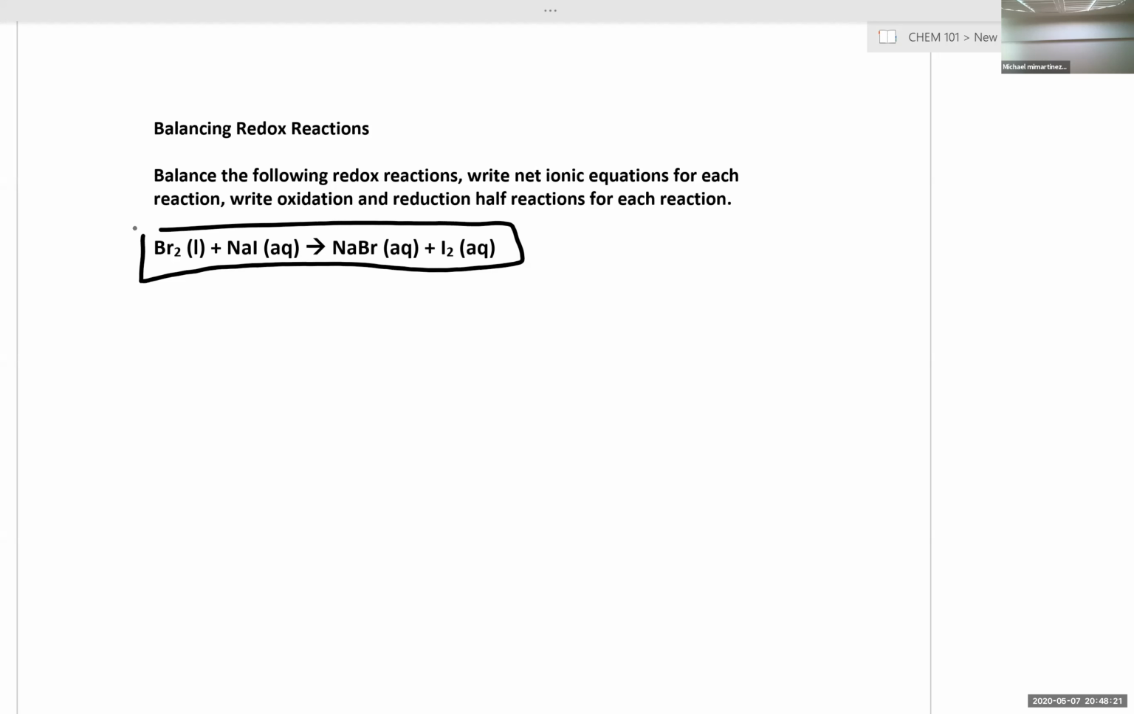And don't be shy to message me in the chat your proposed balanced equation, the number of electrons gained or lost. Whatever step you're stuck on, don't be shy to send me a message and I'll be happy to provide feedback during this open problem solving time. If not, we'll discuss in about another 30 to 40 seconds.